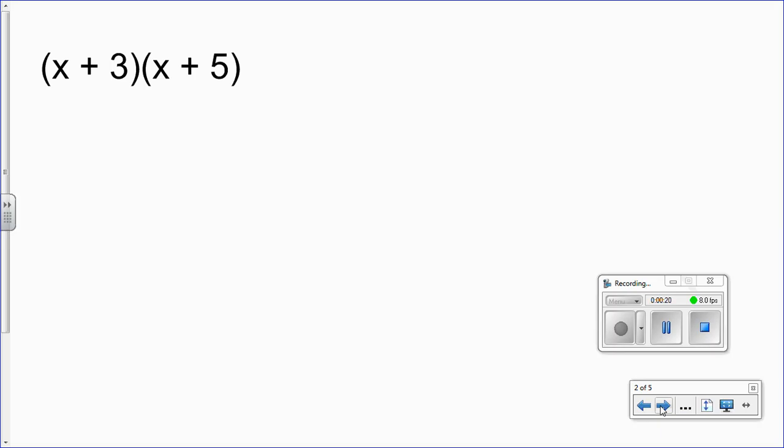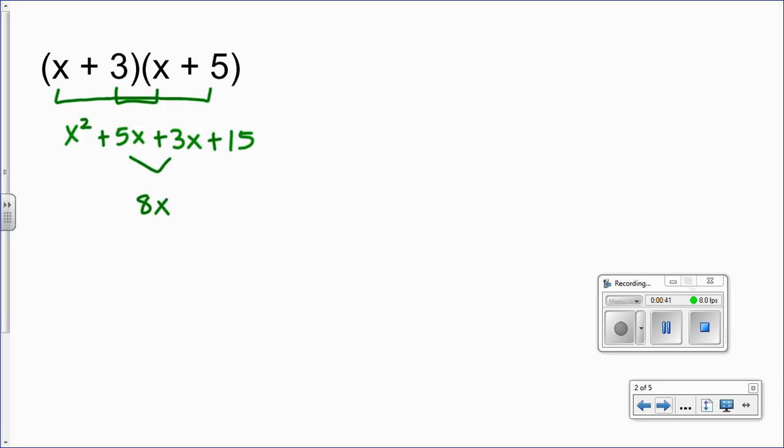So if I FOIL, I get x squared, and then my outer is 5x, the inner is 3x. And then my last, 3 times 5 is 15. And then I get these like terms here. My outer and inner will be like terms, 8x. So I have x squared plus 8x plus 15.